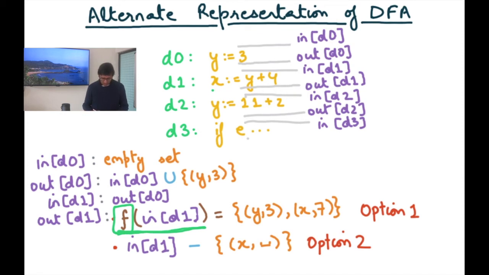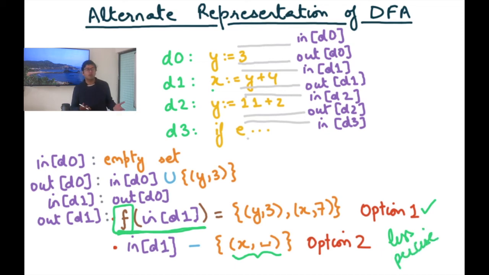And so I just say out D1 is in D1 minus anything that contains x, right? This is exactly what we had in our transfer function when we were talking about constant propagation in the context of a single variable as well. So they are both options, right? And of course, the first option is more precise. The second option is less precise. But depending on how precise you want your algorithm to be, you could choose one or the other. And both are okay, and both are used in practice.